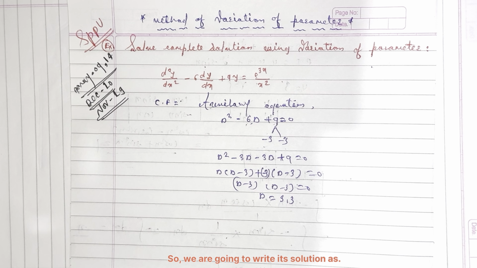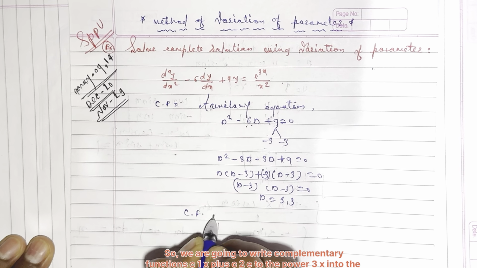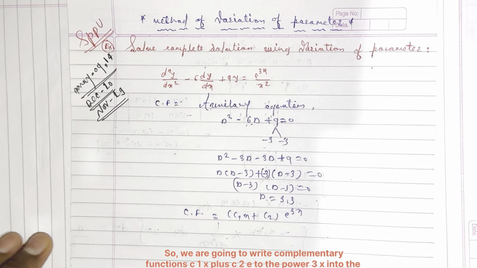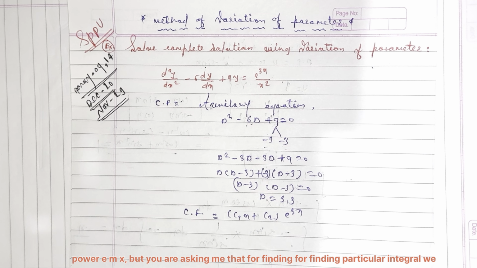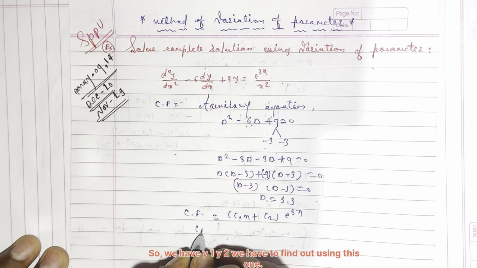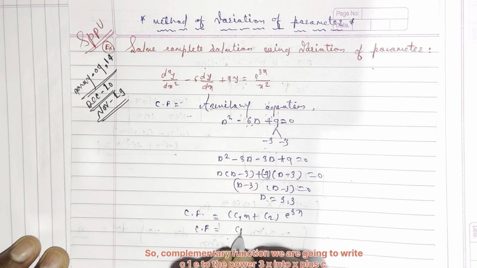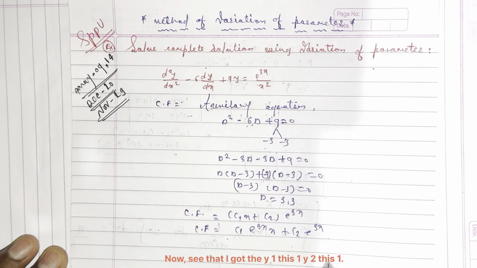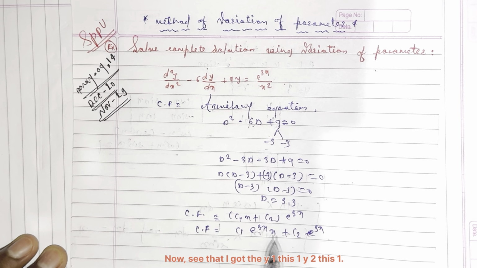So we are going to write its solution as the complementary function (c1 x plus c2) e to the power 3x, that is, e to the power mx. But you are asking me that for finding the particular integral we need c1 y1 plus c2 y2, and here we don't have y1 and y2 separately. So we have to find y1 and y2 using this one. The complementary function we write as c1 e to the power 3x into x plus c2 e to the power 3x. Now see that I got y1 this one, y2 this one.